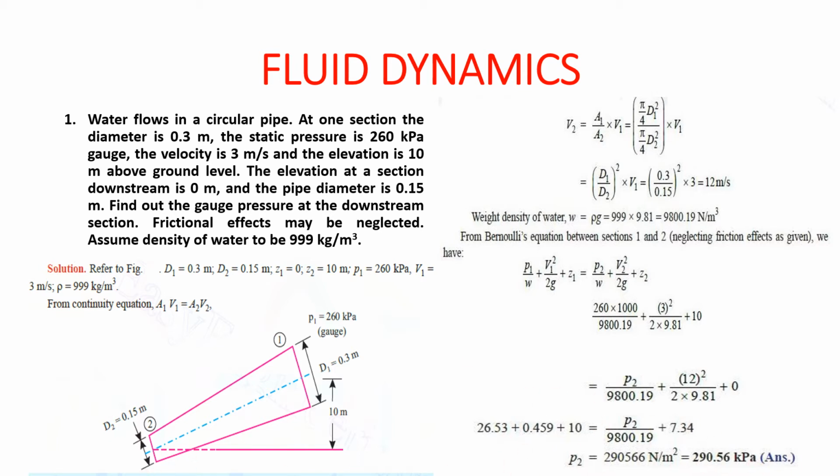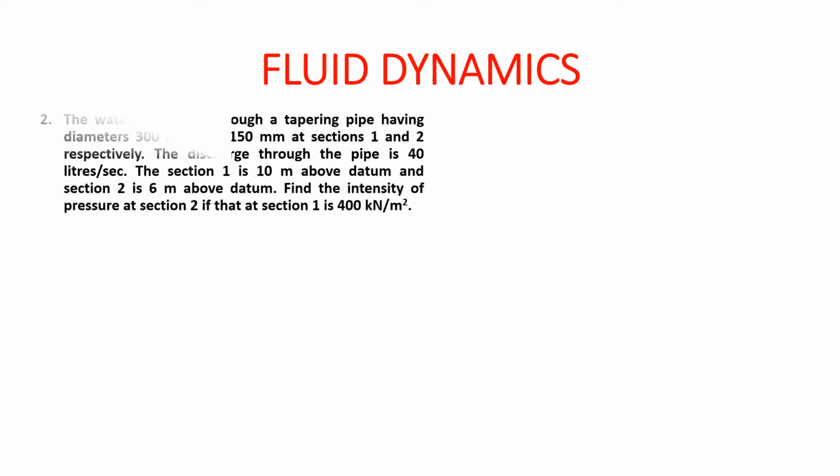Okay, going for the second problem now, based on Bernoulli's theorem, that is for ideal fluids. The second problem: the water is flowing through a tapering pipe having diameters 300 mm and 150 mm at sections 1 and 2 respectively. The discharge through the pipe is 40 liters per second. Section 1 is 10 meters above datum and section 2 is 6 meters above datum. Find the intensity of pressure at section 2 if that at section 1 is 400 kilonewton per meter square.